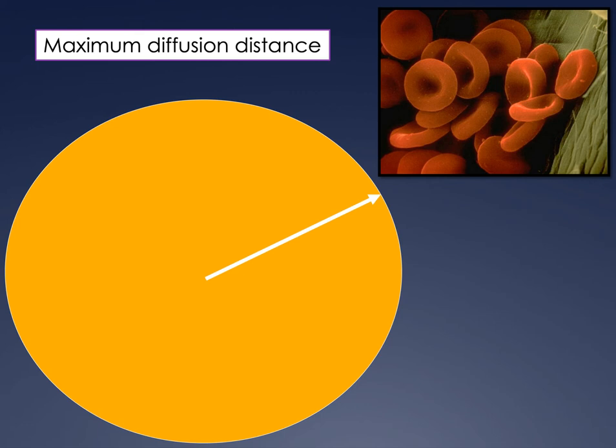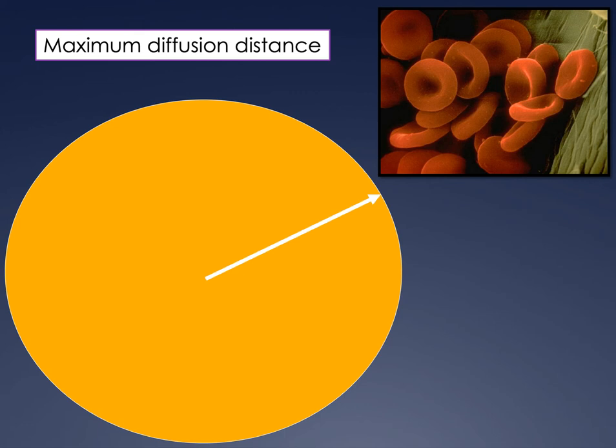So to keep the middle part of a cell alive, well, goodness, you're going to have to limit the size, because otherwise it just takes too long to get the oxygen in and the carbon dioxide out. And those are only two of the things that have to move from the surface to the center.